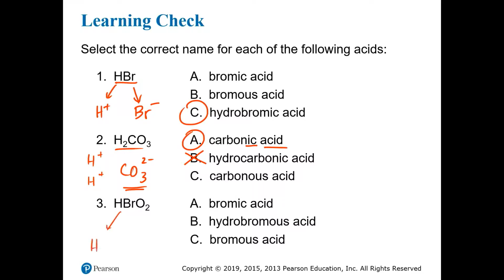The last example is HBrO2. Here you again only have one hydrogen and then the BrO2 ion, which is going to have a -1 charge. This is again not a binary acid, so B can't be the right answer. But we have to know what BrO2- is. And BrO2- is bromite. It ends in ITE, and so this acid is bromous acid.